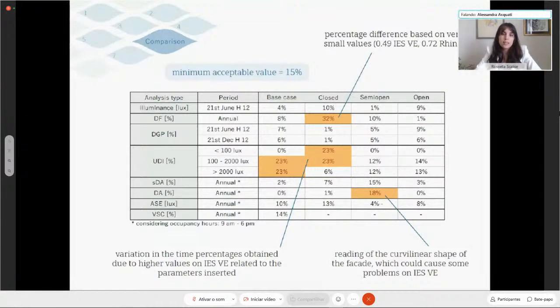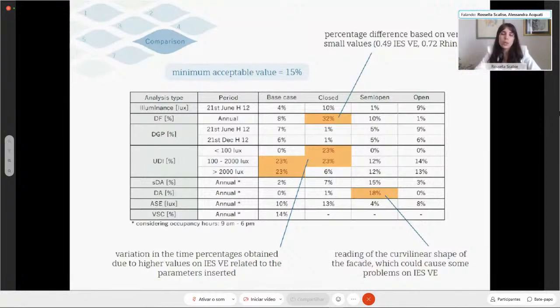This slide is used for summing up the results. The minimum acceptable value set was 15%. And as visible here, the only parameters that exceeded this value were the daylight factor, the useful daylight illuminance, and the daylight autonomy.